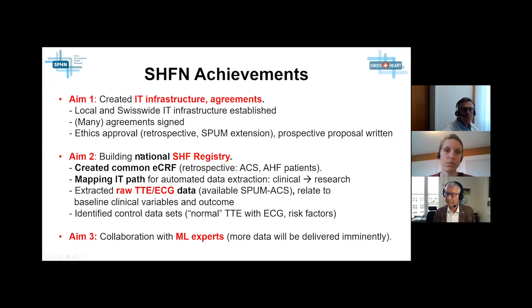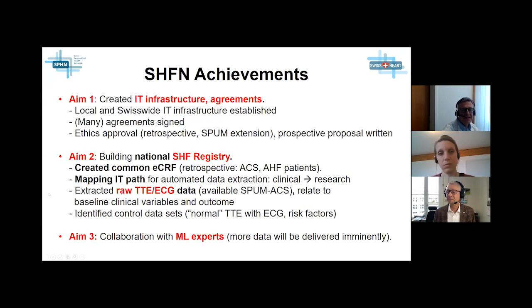For the AIM-2, we have built or are building a national Swiss heart failure registry. We have created a common eCRF that I've shown you, focusing on retrospective analyses of both patients with acute coronary syndrome and acute heart failure.